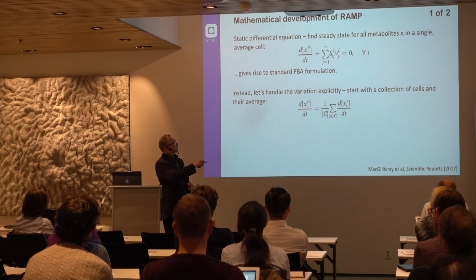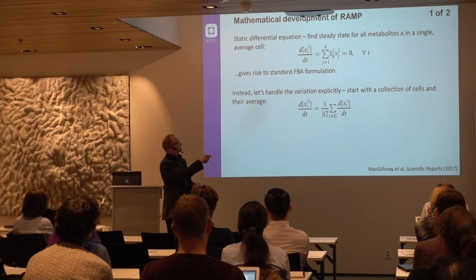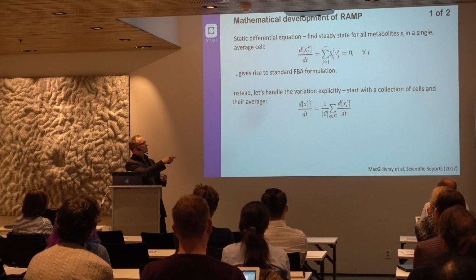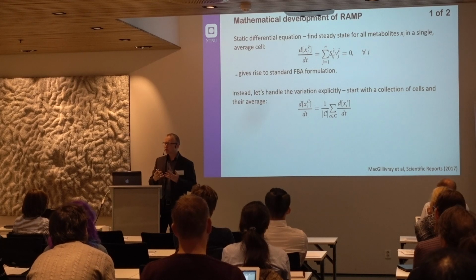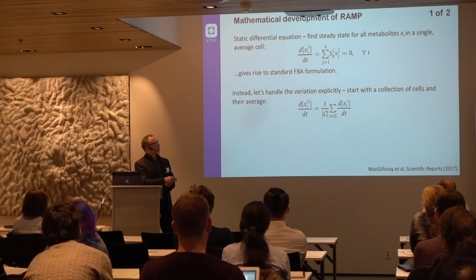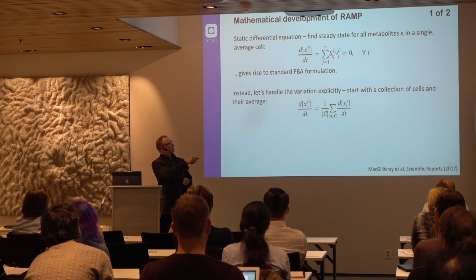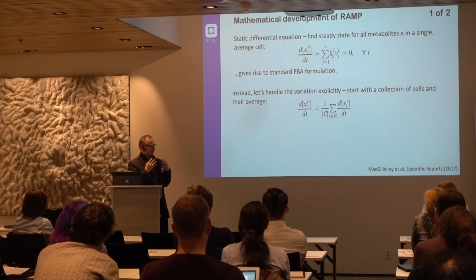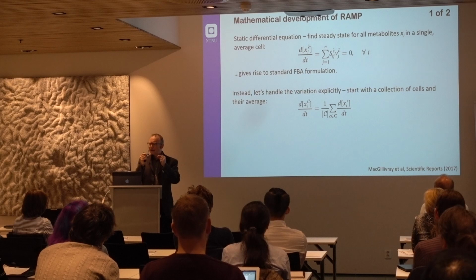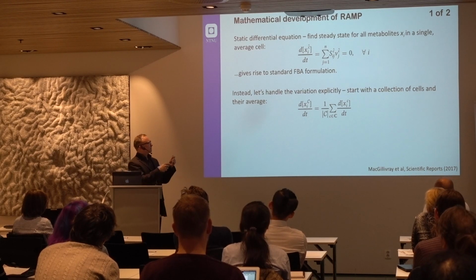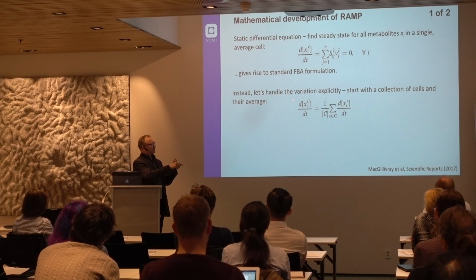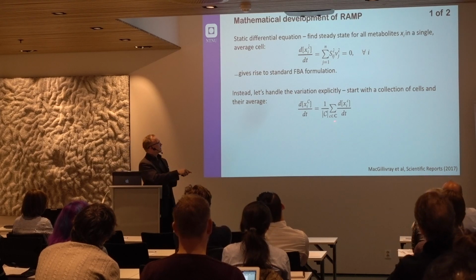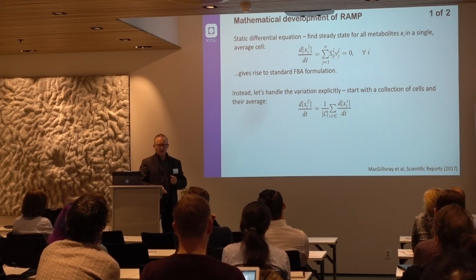These are the basic assumptions for flux balance analysis. We say the change in the concentration of this metabolite is built up of contributions from many different fluxes, of different reactions. And we set that to 0. This is standard FBA. Now, if we instead say this is not just one idealized cell, but we have a population of cells, then we can say this rate of change comes from a population average of this collection of cells.